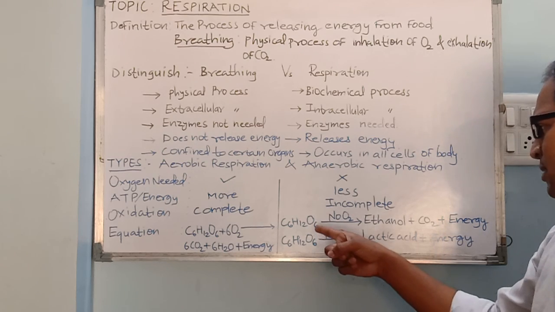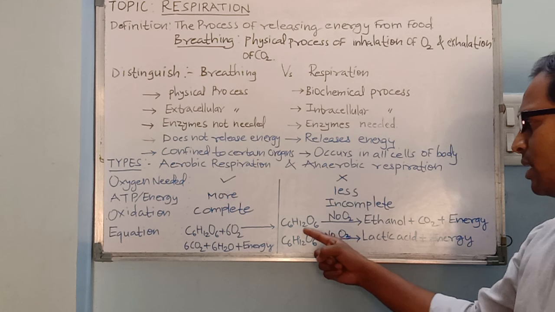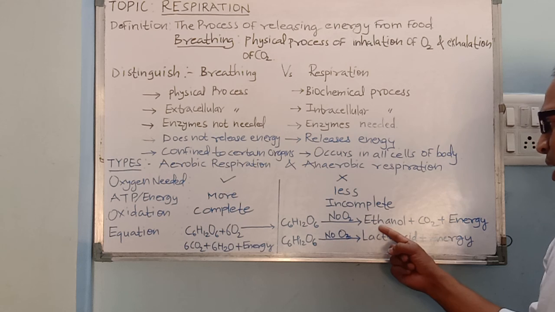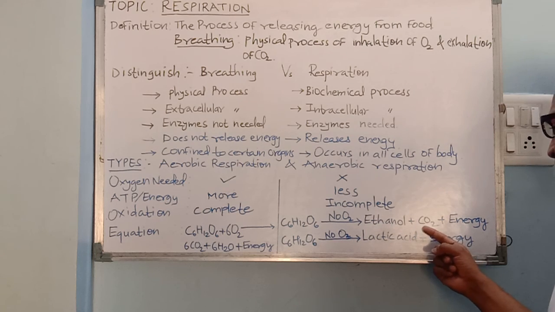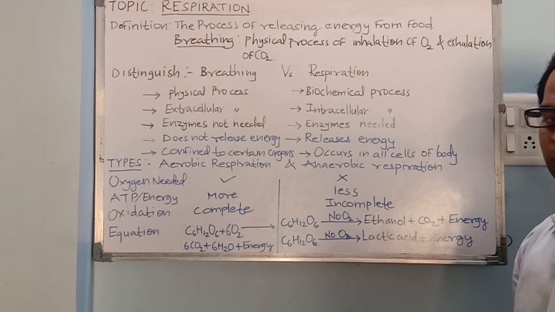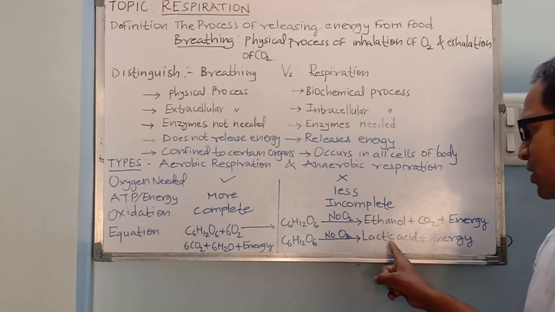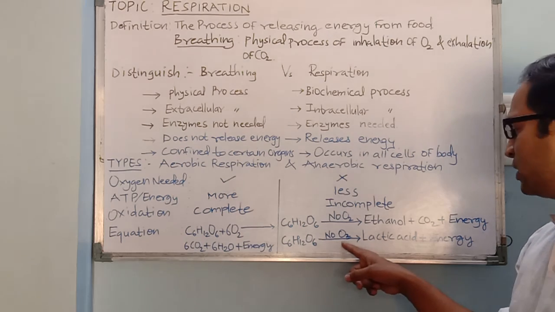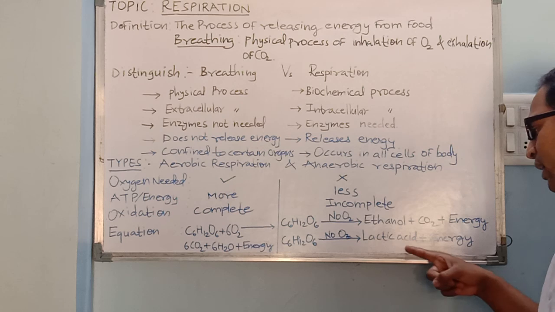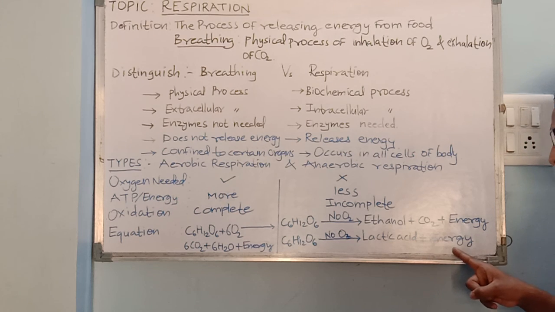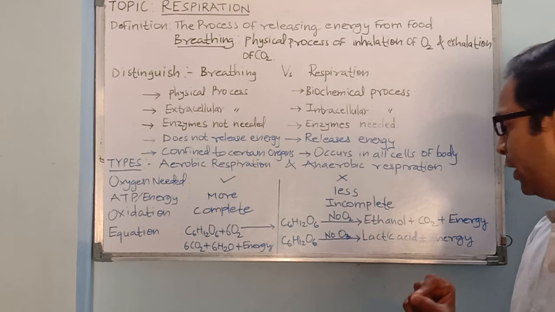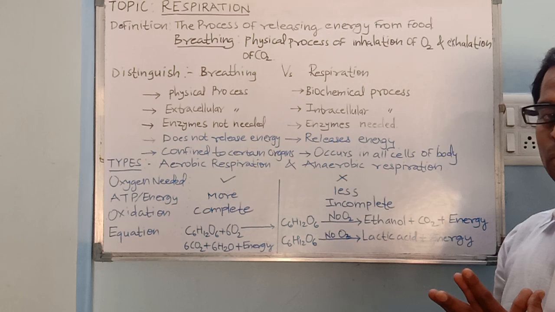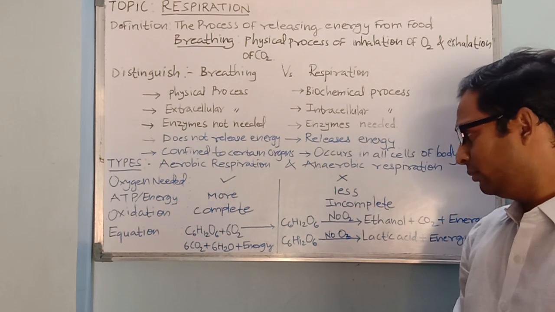So the equations are: C6H12O6, that is glucose, is oxidized in the absence of oxygen into ethyl alcohol, carbon dioxide, and energy. And the equation of lactic acid fermentation is: C6H12O6, or glucose, in the absence of oxygen is converted into lactic acid and energy. No carbon dioxide is released. Keep this point in your mind that in lactic acid fermentation, no carbon dioxide is evolved.